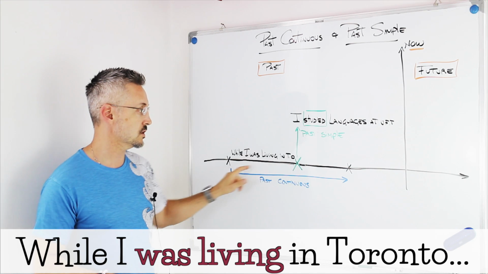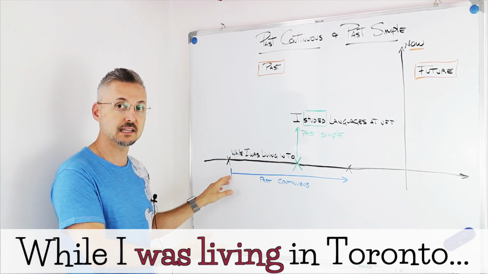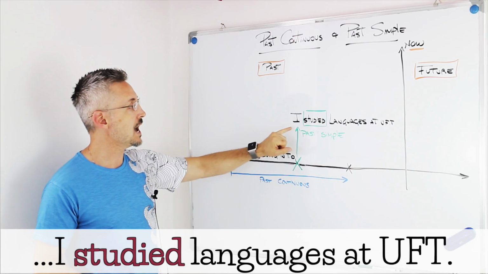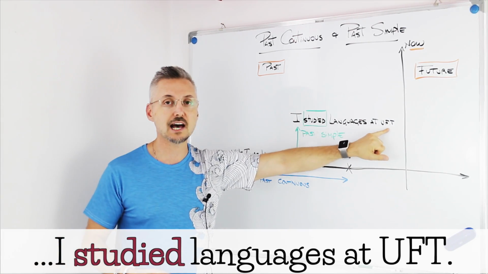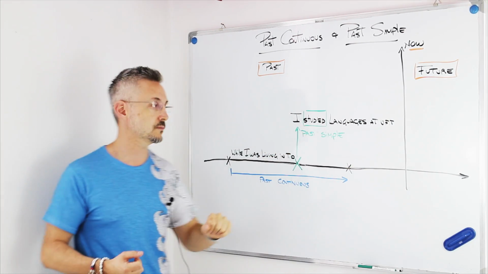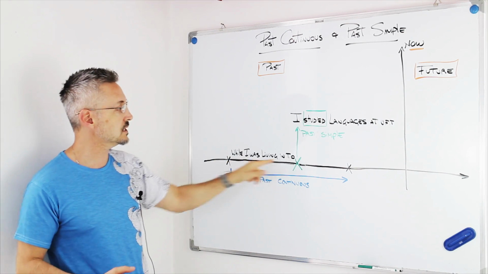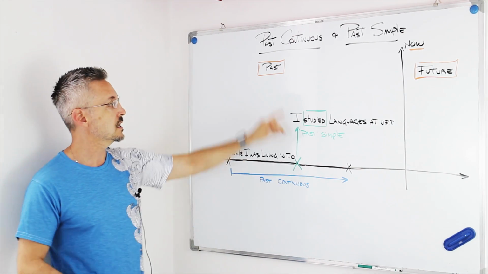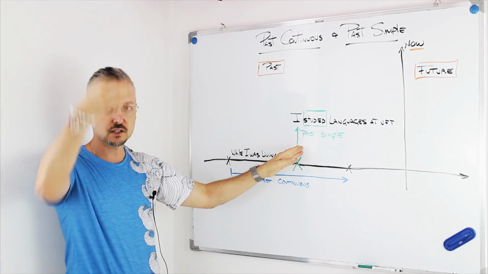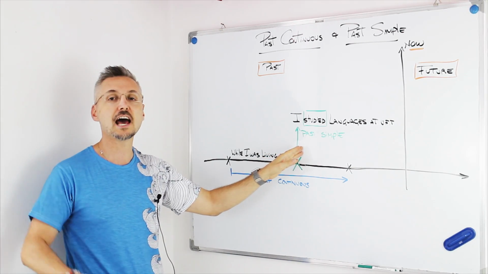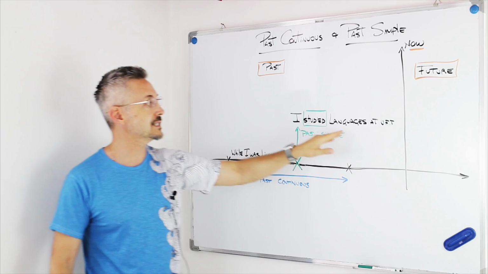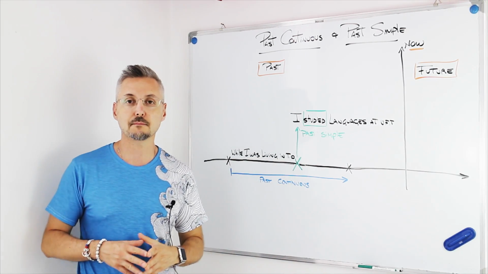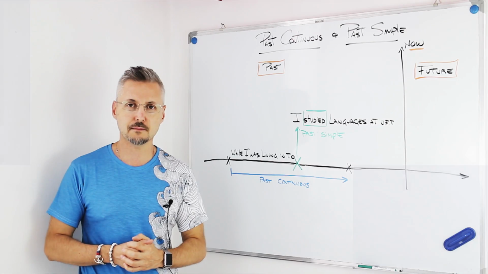While I was living in Toronto, so an action in progress in the past, something else happened. Past simple. I studied languages at U of T, University of Toronto. So while I was living in Toronto, past continuous, a progressive action in the past. Past simple, a specific action, a finished action in the past. I studied languages at U of T. Okay, so this is the first example. Let's take a look at the other examples.